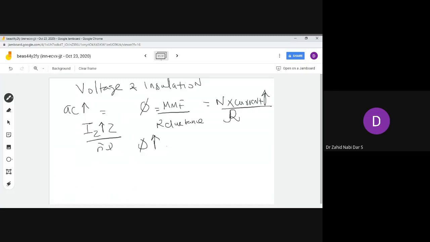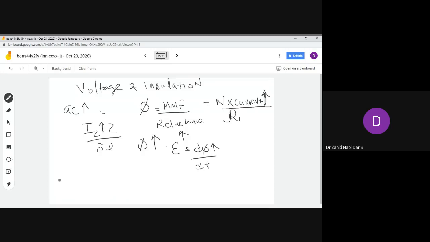What happens to your voltage if your flux increases? Tell me. What will happen to the voltage if you increase the flux? Your voltage E can be written as the rate of change of flux, that is d phi by dt. So if your flux is increasing, your E will increase.